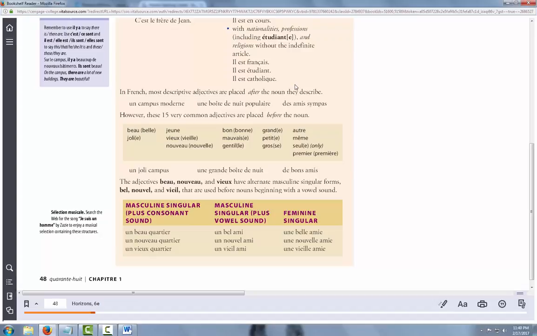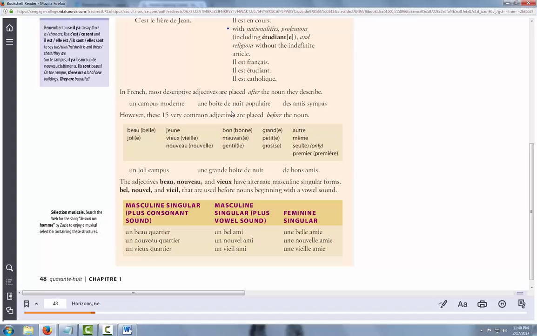They do have a small bit here about the placement of adjectives. In French, most adjectives are placed after the noun they describe, which is completely different from English. So you would say in English, a modern campus. In French, we say un campus moderne. The moderne comes after campus. Une boîte de nuit populaire is a popular nightclub, and popular comes after nightclub in French.